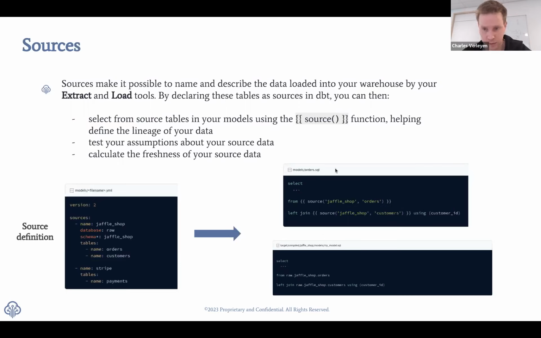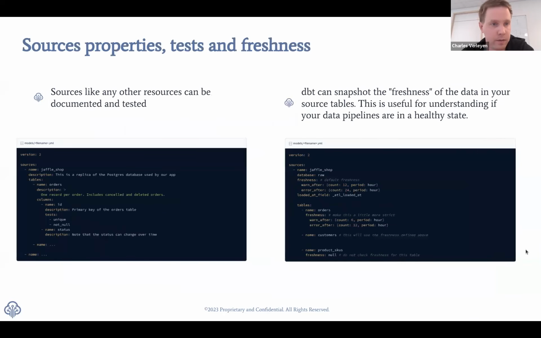And you left join the two tables that are present in the source, and DBT can compile successfully. Source properties, tests, and freshness. A source, like any other resource, can be documented and tested.